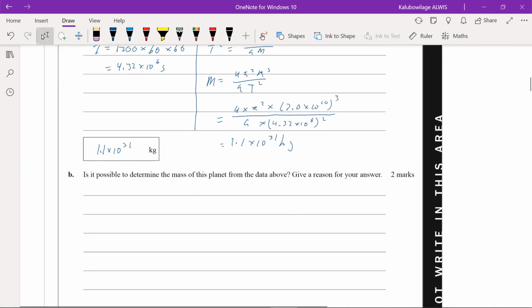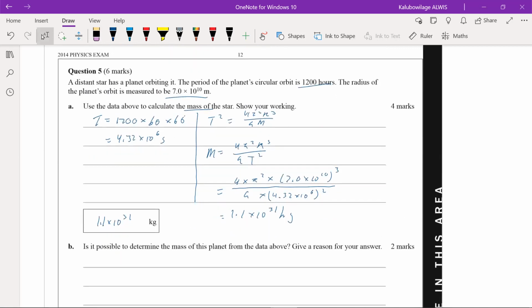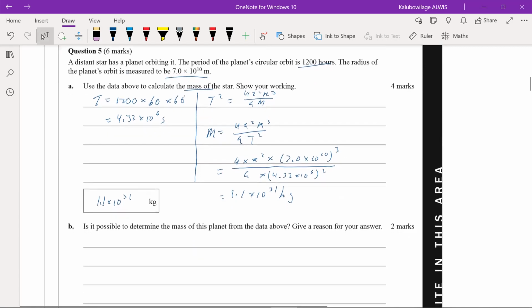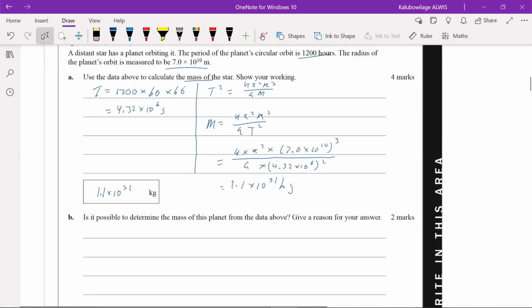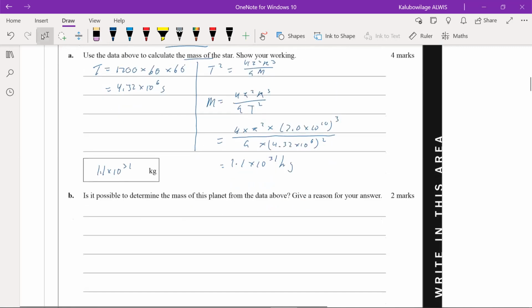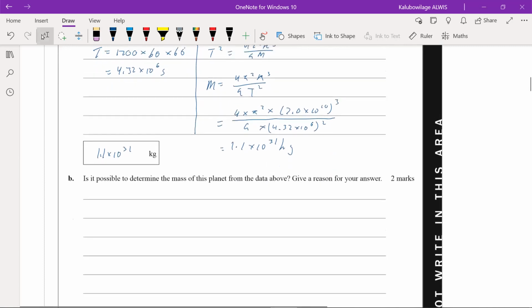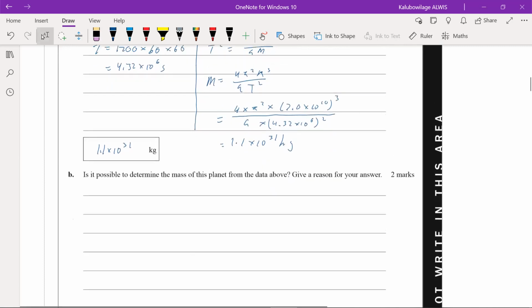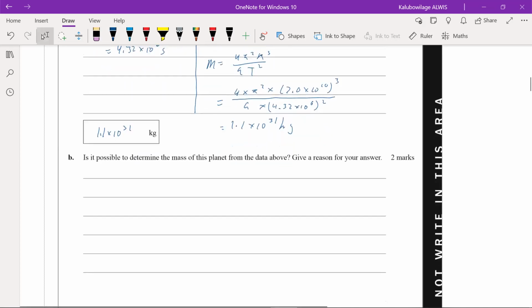Is it possible to determine the mass of this planet from the data above? Give a reason for your answer. So we're only given the planet's circular orbit, the period and the radius of the orbit. When we're trying to find the mass of the planet, there'll be this mass in there as well, which will cancel out.